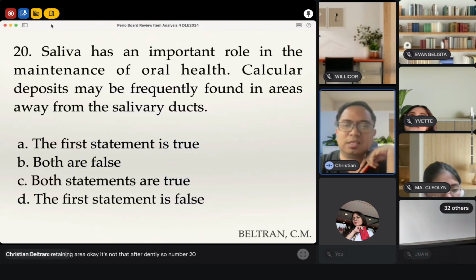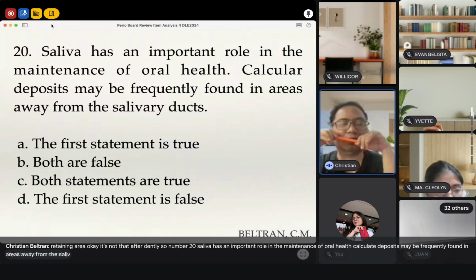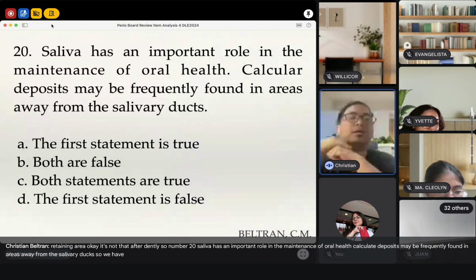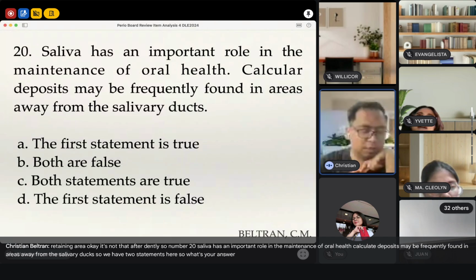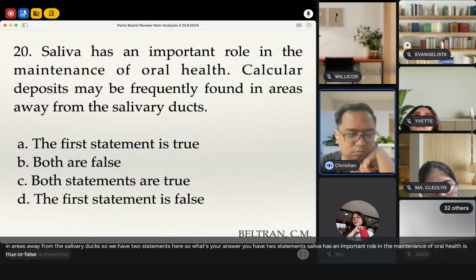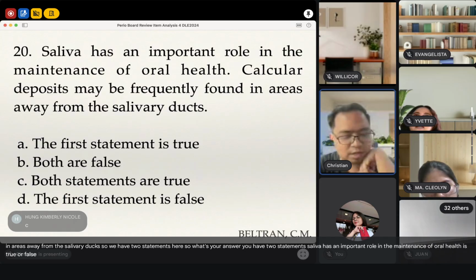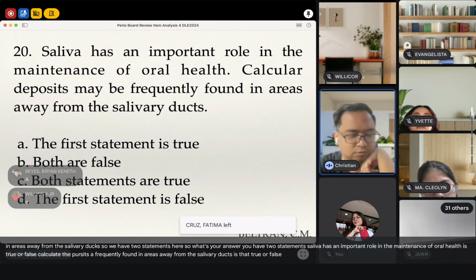So number 20: saliva has an important role in the maintenance of oral health. Calcareous deposits may be frequently found in areas away from the salivary ducts. So we have two statements here. What's your answer? Saliva has an important role in the maintenance of oral health. Is that true or false? Calcareous deposits are frequently found in areas away from the salivary ducts. Is that true or false?